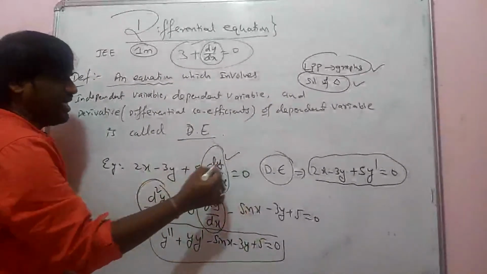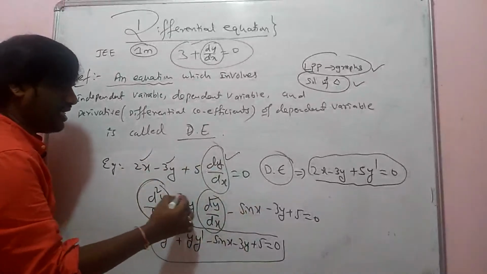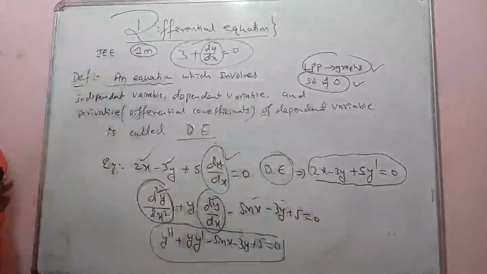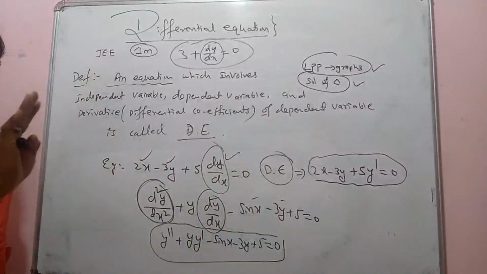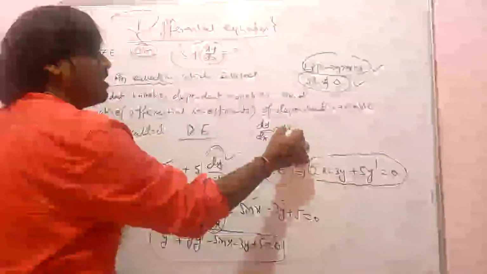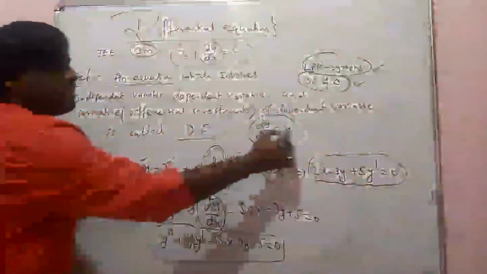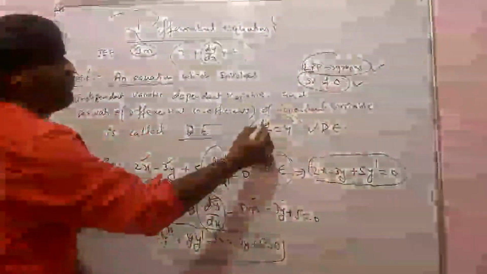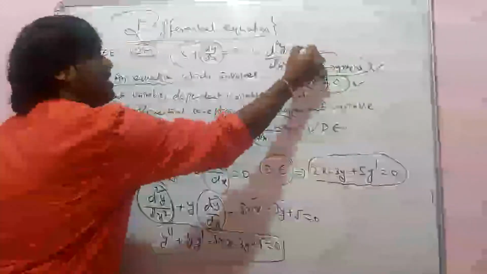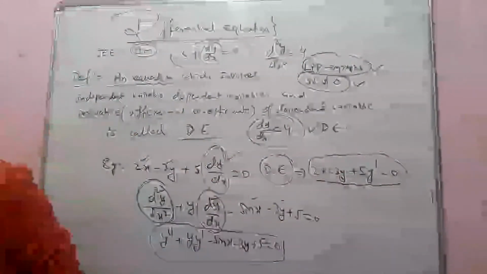You can see dy by dx is there, x is there, y is there, d2y by dx square is there, sin x, whatever it may be. But if an equation involves dy by dx anywhere, for example dy by dx is equal to 4, this is also a differential equation. If you find d2y by dx square or any differential coefficient present in the equation, then we call it a differential equation.